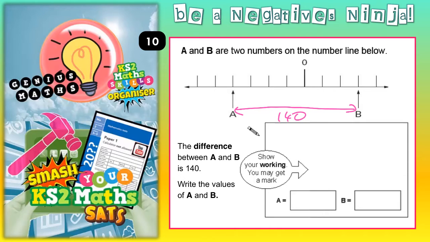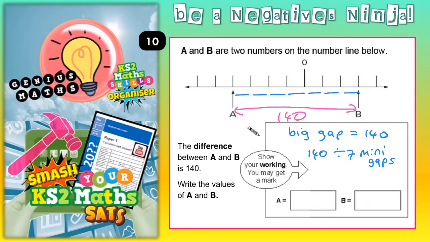Well, what we've got to do here is realise, and we can show our working, is that we've got a big gap of 140, but we are splitting that into 1, 2, 3, 4, 5, 6, 7 mini gaps. So that 140 is shared by 7 mini gaps. And if we share that by 7 with a quick bus shelter, 7s into 1 won't go, but we haven't really used a 1. 7s into 14 goes twice, and 7s into 0 goes 0 times. So each mini gap must be worth 20.